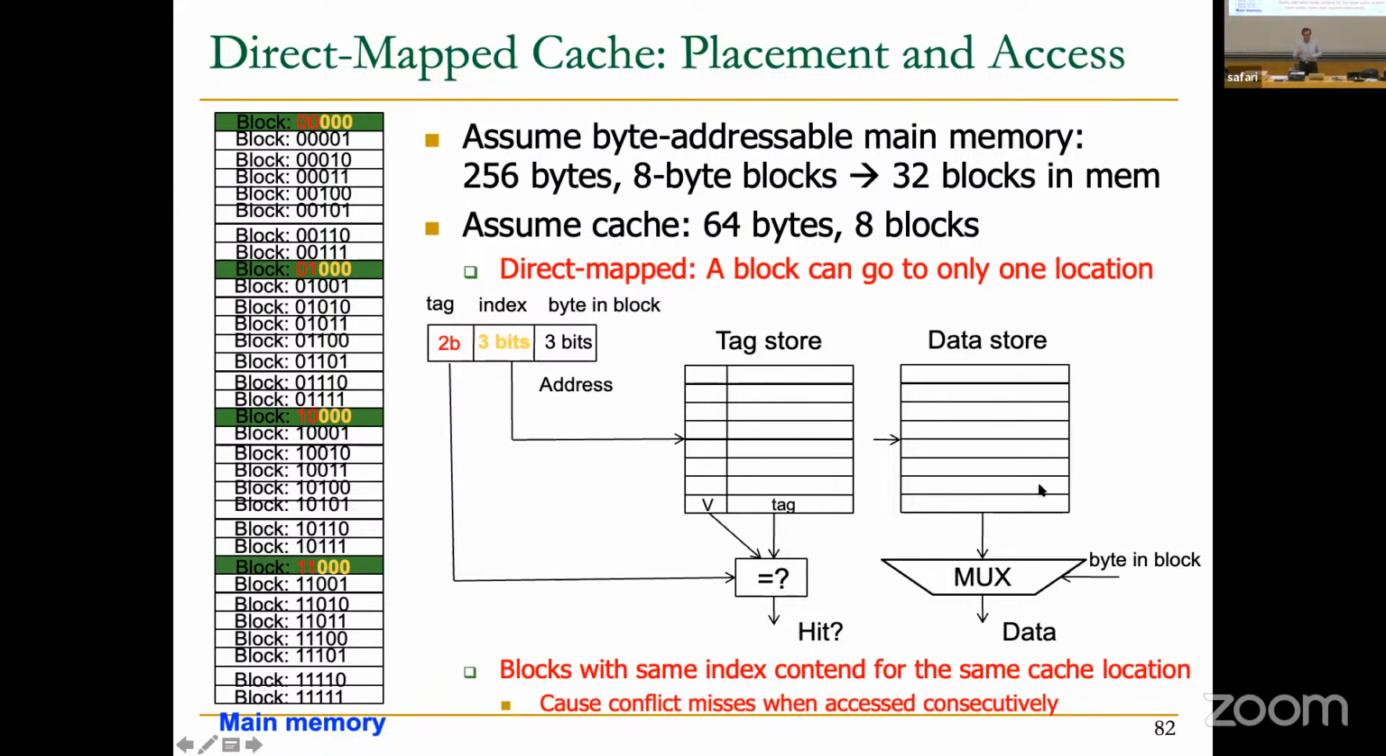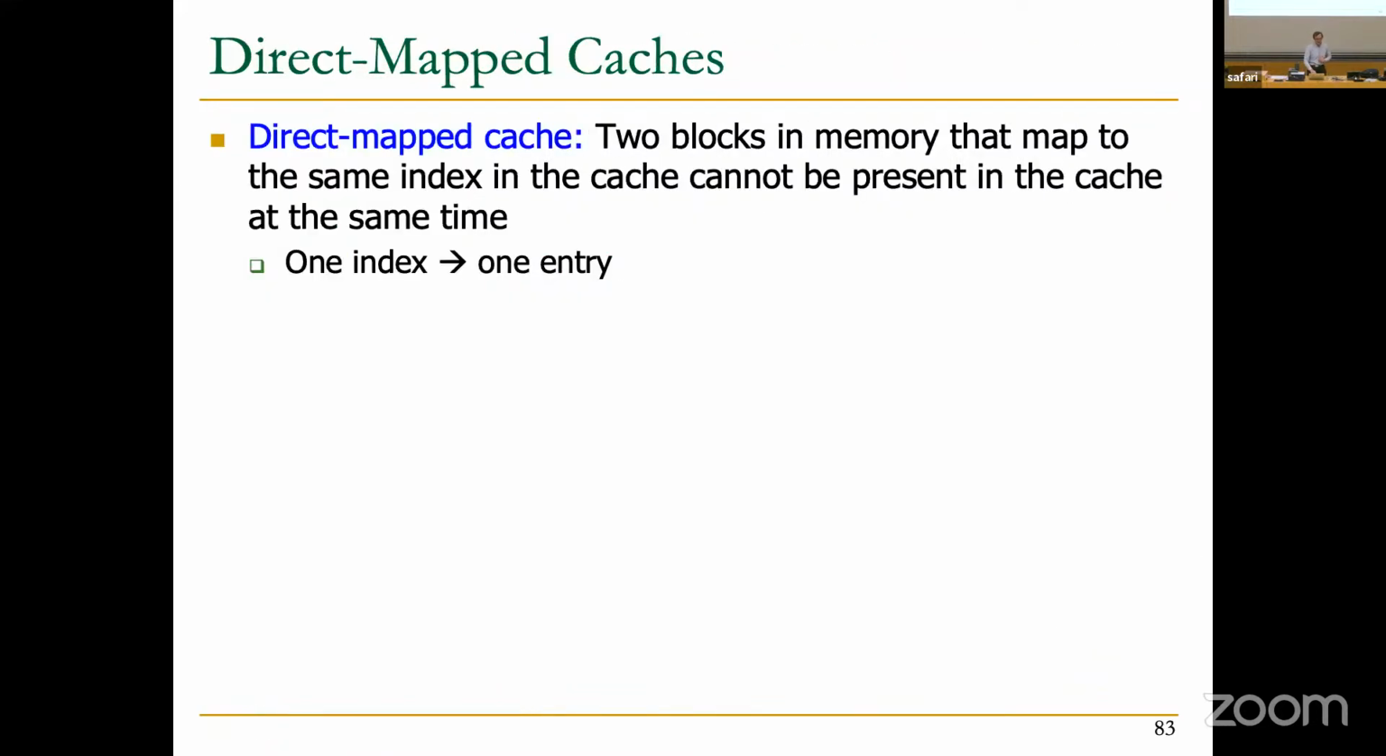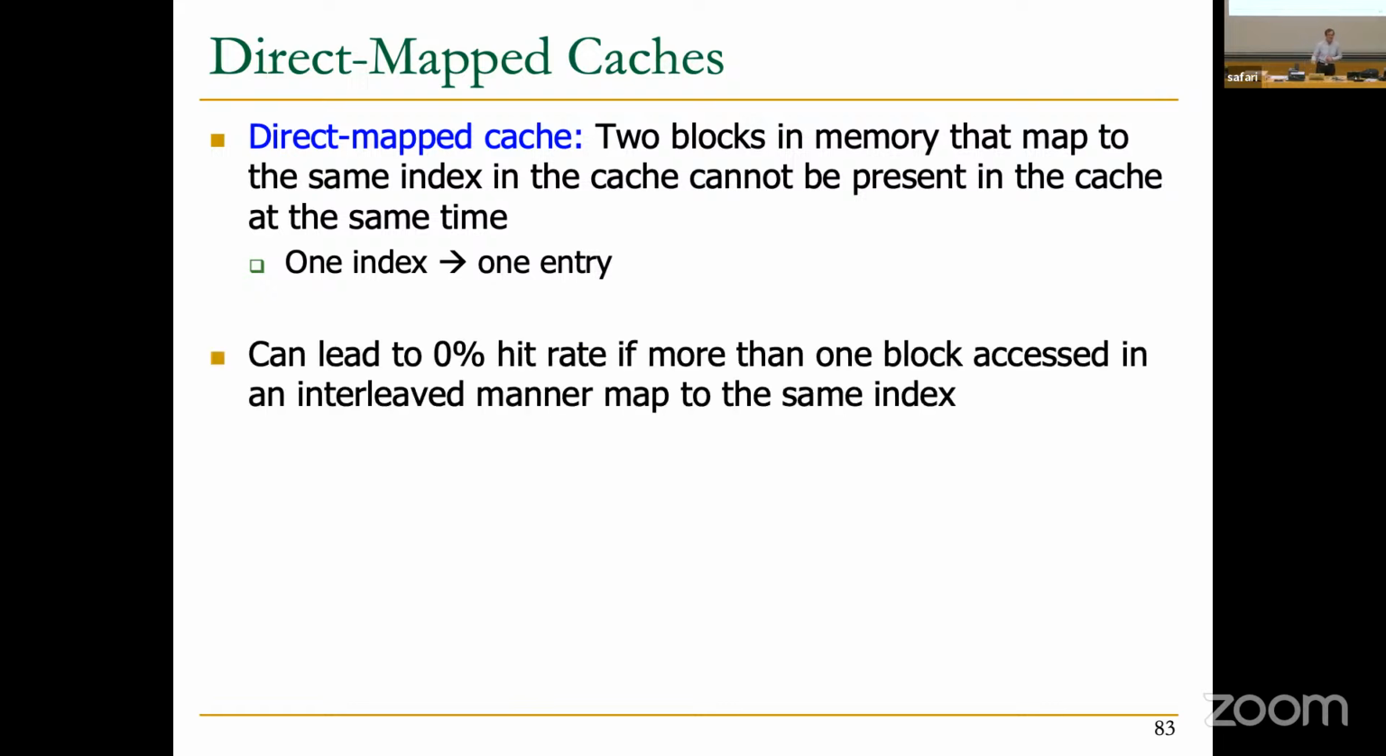That also you can see over here right now. But we're going to make it bigger to get rid of this inflexibility, or reduce the inflexibility. Okay, so essentially, what's the problem? In a direct map cache, 2 blocks in memory that map to the same index in the cache cannot be present in the cache at the same time. Right, that's what I said earlier, because one index can store only one entry, one possible block. And this can lead to 0% hit rate if more than one block that are accessed in an interleaved manner map to the same index.